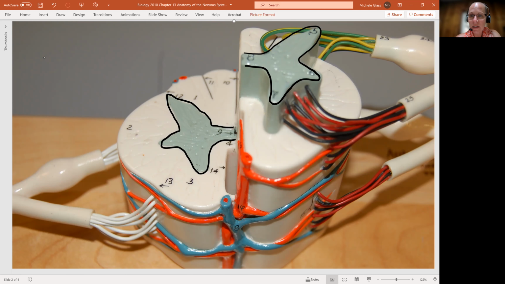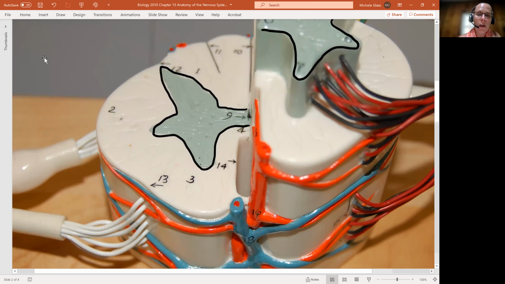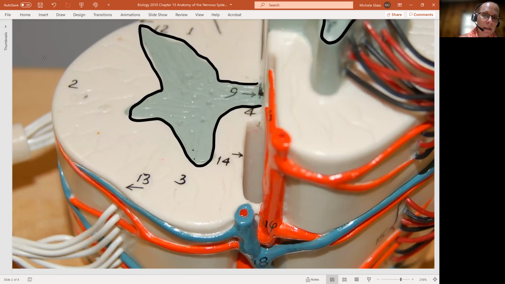Now I will just also indicate for you that we're looking here at the anterior view, and we can talk more in the lab about how we know the front from the back. So as we're looking at these horns on the wings of the butterfly, of this gray matter, we're going to talk about this front horn as the anterior gray horn. We're going to talk about the one to the side as the lateral gray horn. And we're going to talk about the one at the very back as the posterior gray horn.